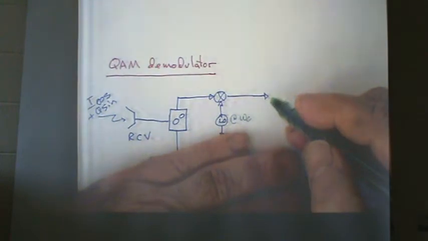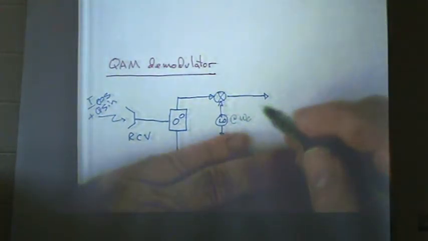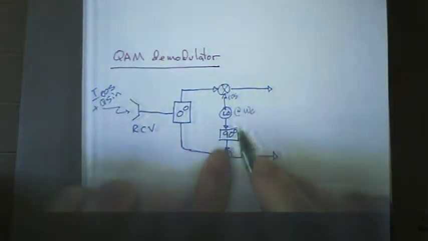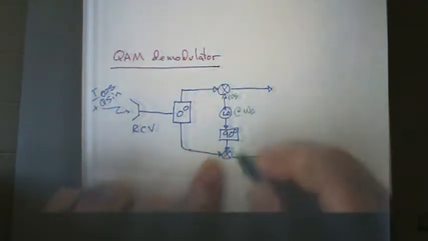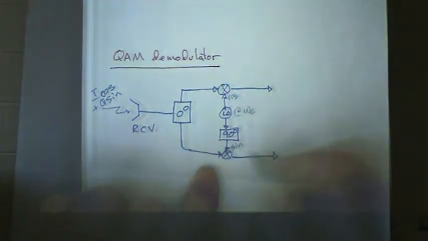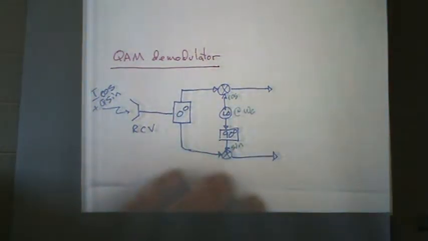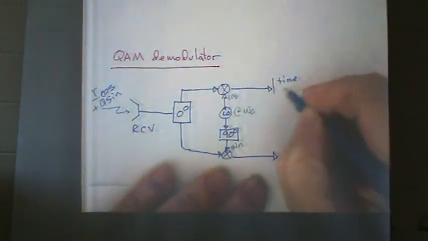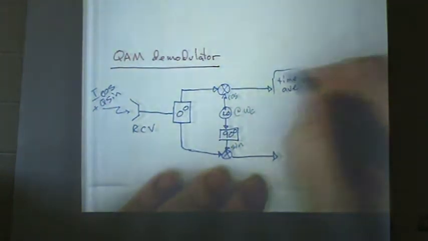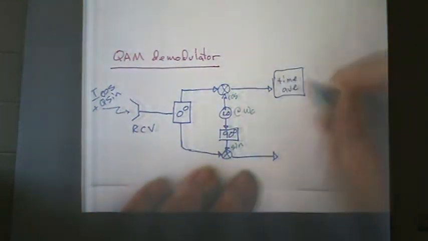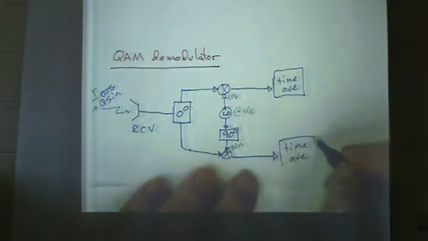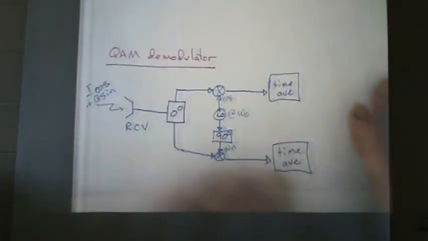But in QAM, make it so that this one's cosine, then put that through a 90-degree phase shift, and this is then going to be sine. Then what happens is that if you do a time average, sine and cosine are orthogonal signals. If you already know what that means, then that helps. If not, then just think of it this way.